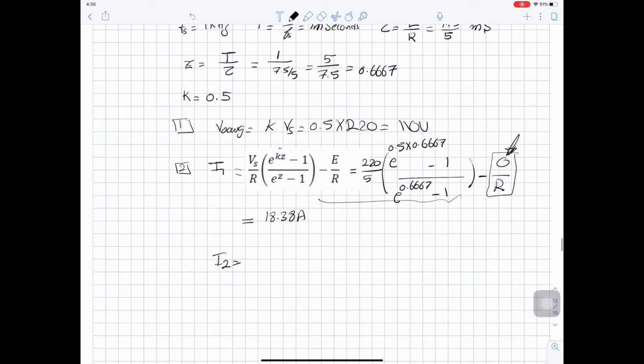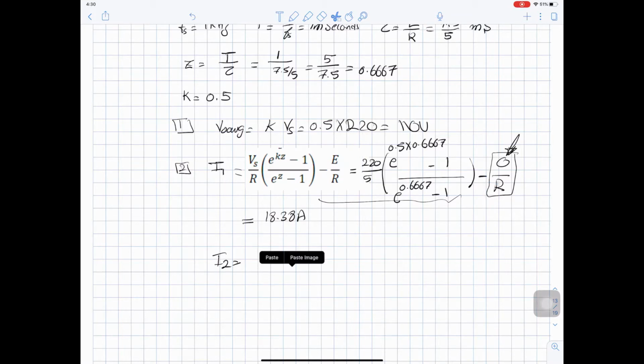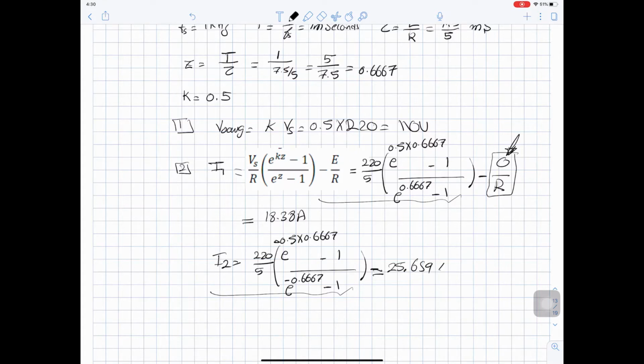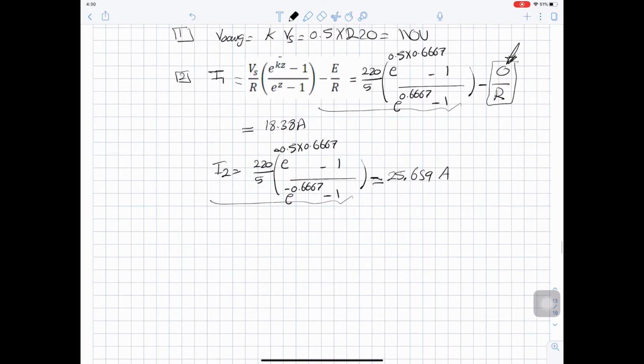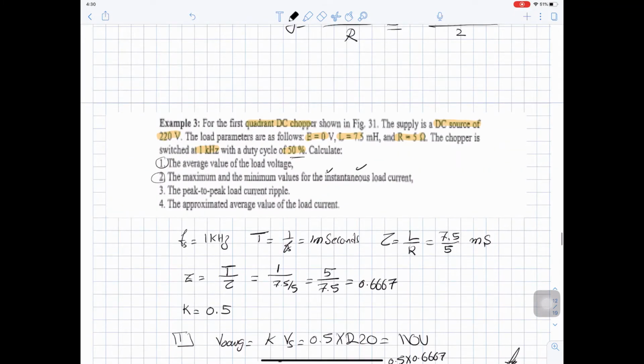So I2, just to save your time in the exam, it is the same equation, but the exponential is negative instead of positive. So you will put negative here and negative here. So I2 equals to 25.659 ampere. So the current minimum is 18 and the current maximum is 25.